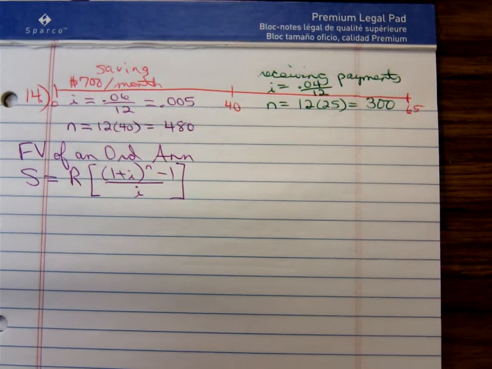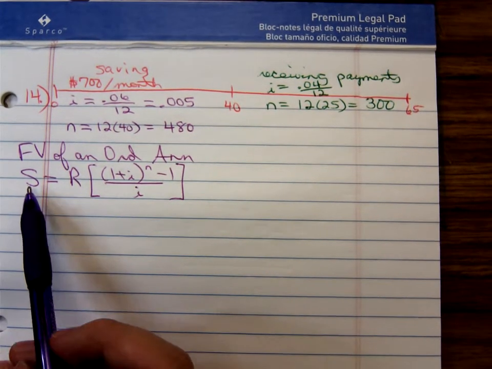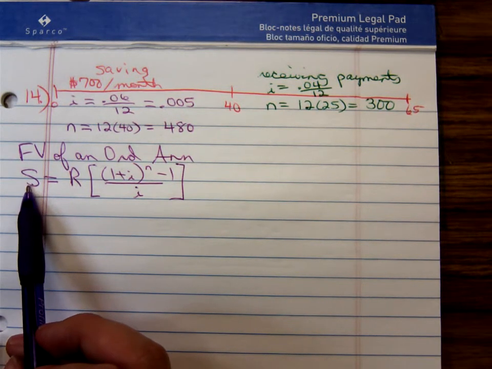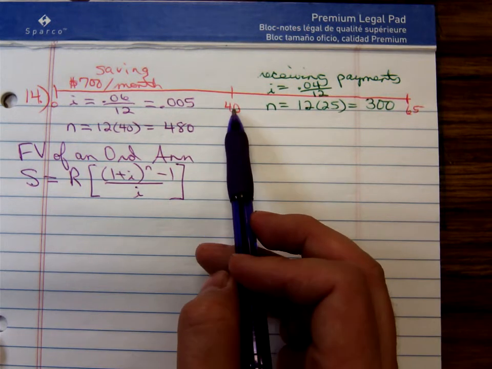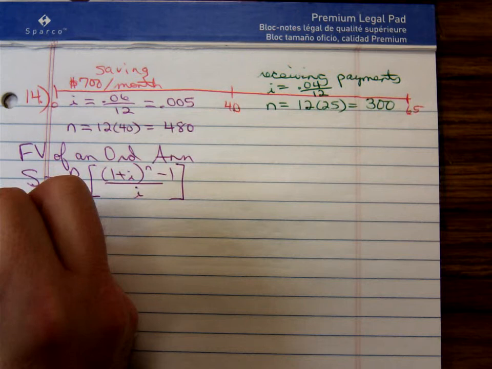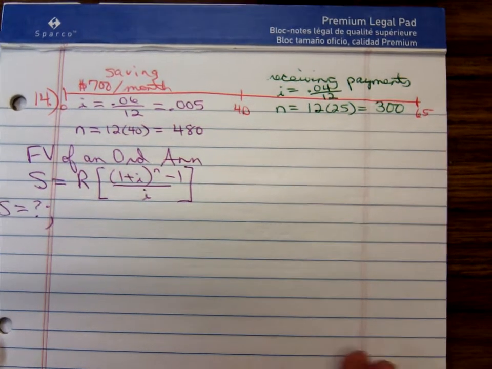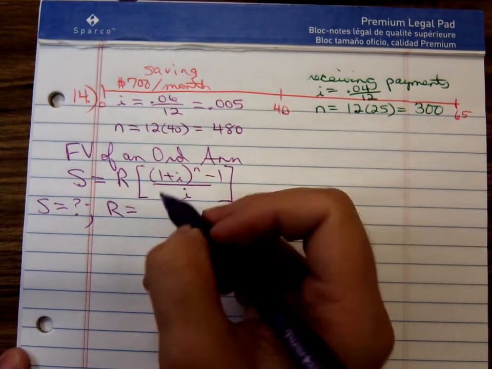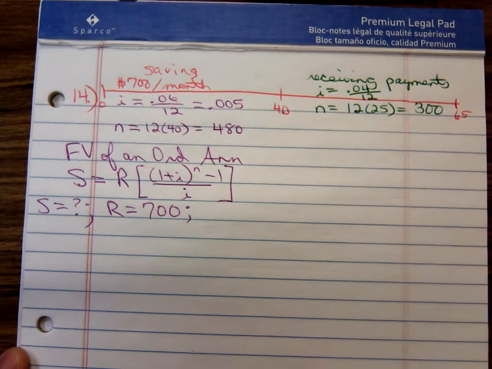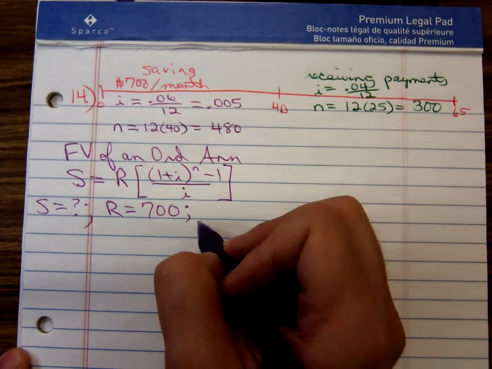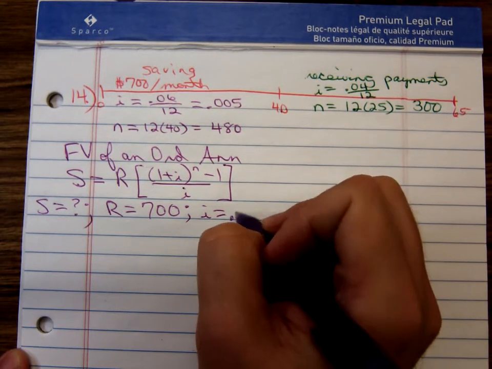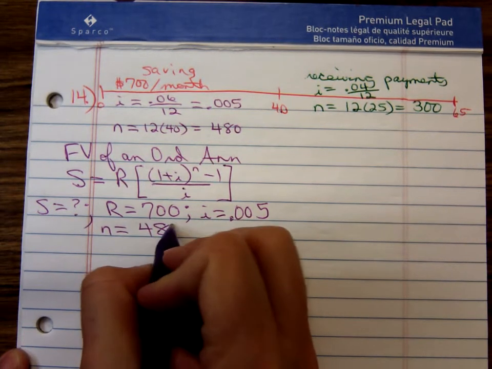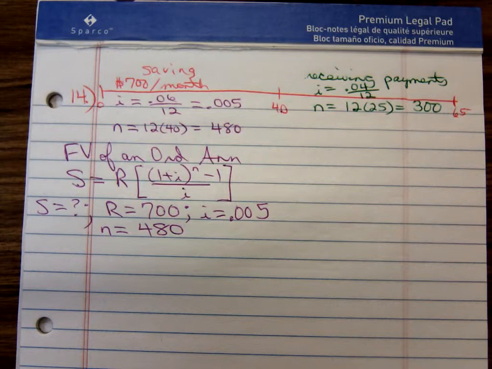And let's identify S. Do we know that? No, we don't know S. That's the future value. How much money will she have saved up in 40 years? But we do know R. She's saving $700 a month. We know I is 0.005. And we know N. She's going to make 480 payments into her account.